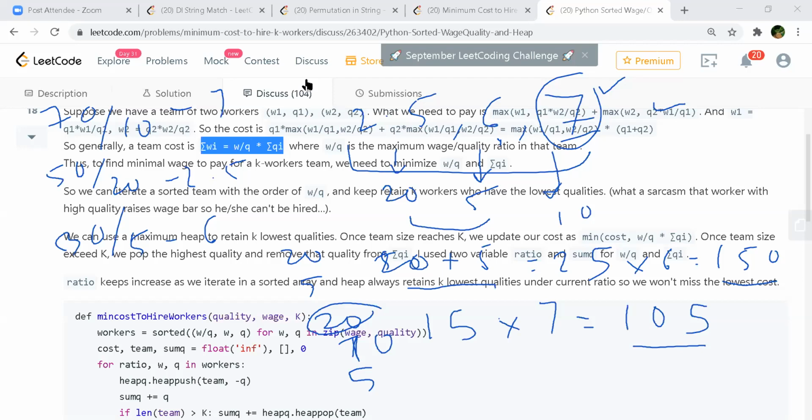Can you actually share your implementation? Yeah. Okay.